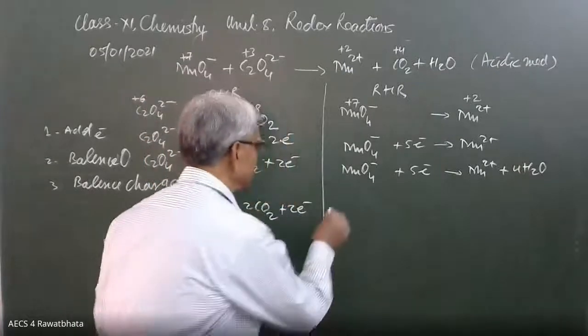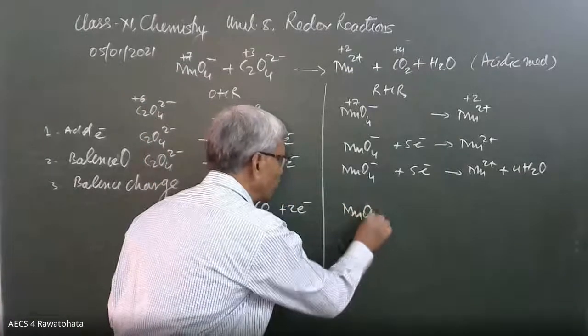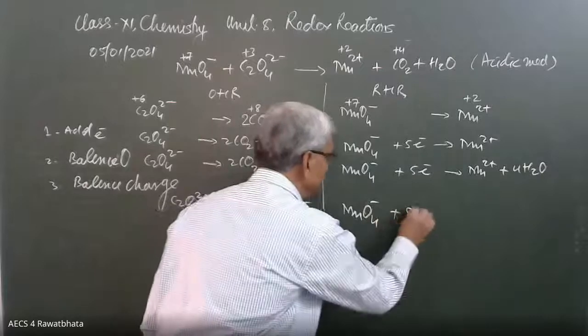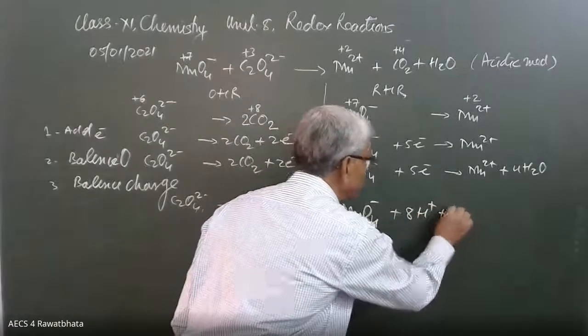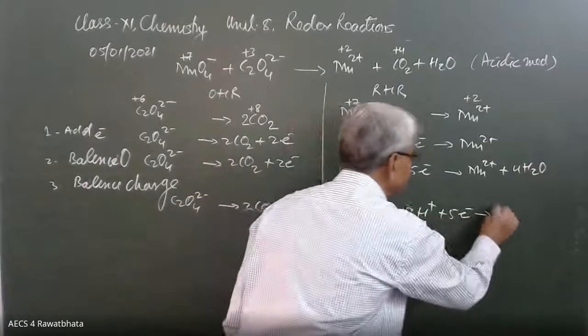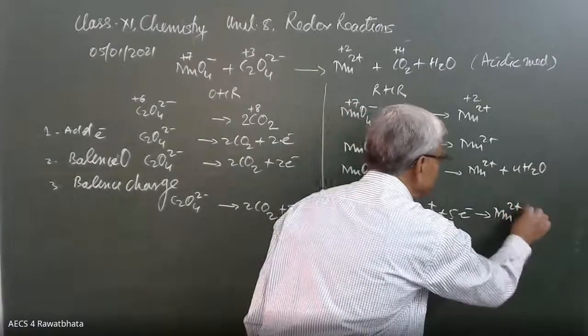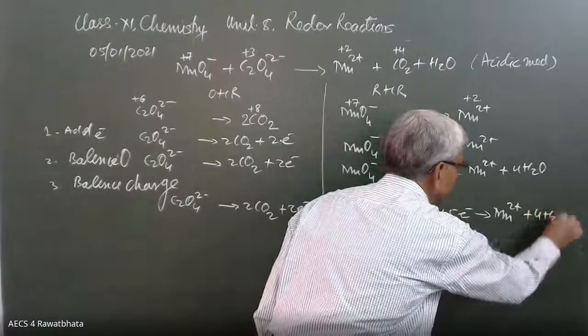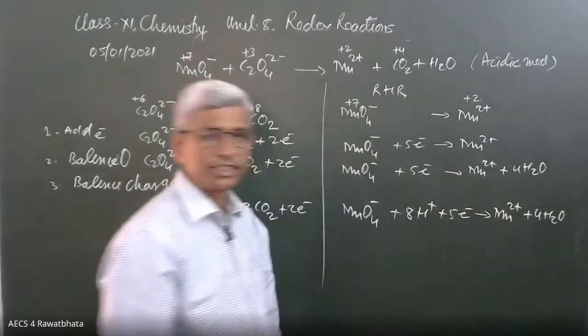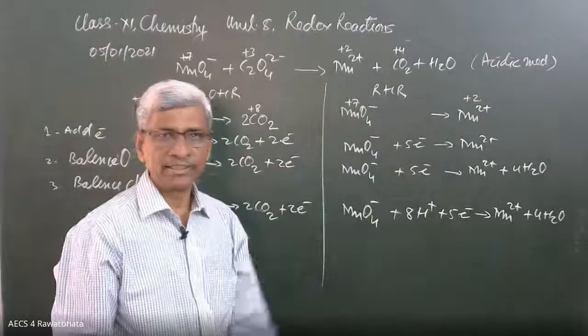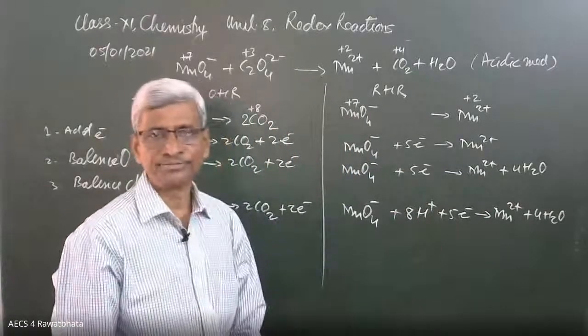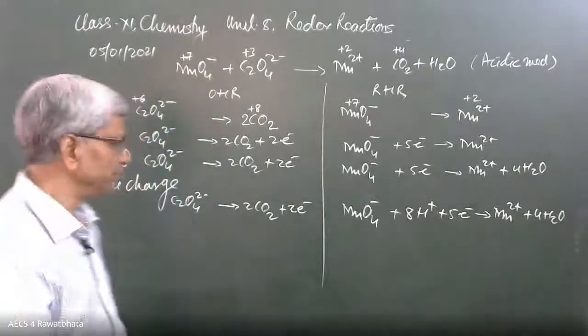So the reaction here, MnO4 minus plus 8 H positive plus 5 electrons gives Mn2 positive plus 4 H2O. At the same time, hydrogen is also balanced in this reduction half reaction. And the final step, addition.